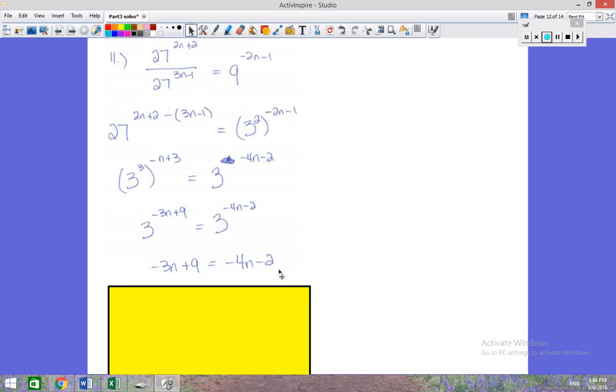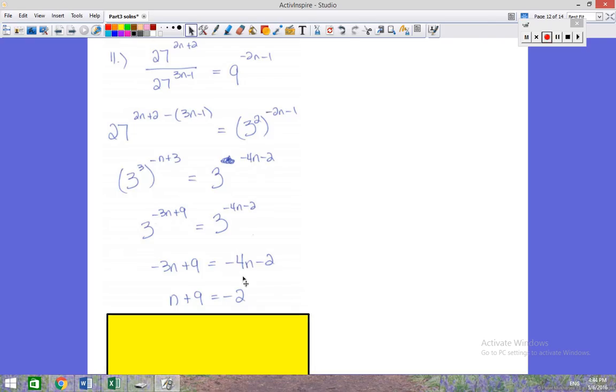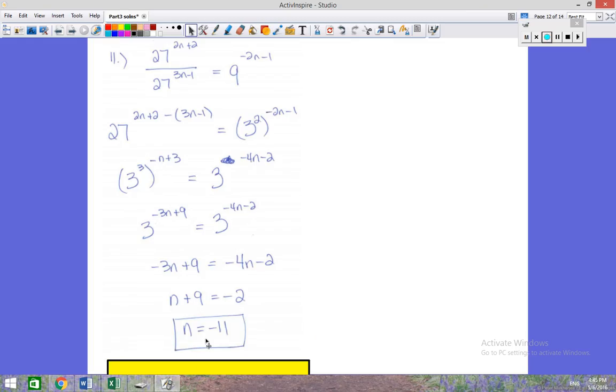And now here, this is just a linear equation. Get the variable on one side, the numbers on the other. So it looks like I added 4n to both sides, and then I'll subtract 9, and I get a final answer of negative 11. You could plug it back into the left-hand side and get a number on your calculator. Plug in the negative 11 to the right-hand side. You'll see that the calculator will tell you it's the same number. So it does check.